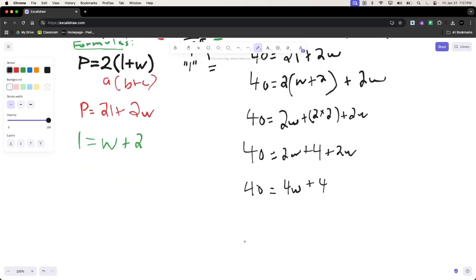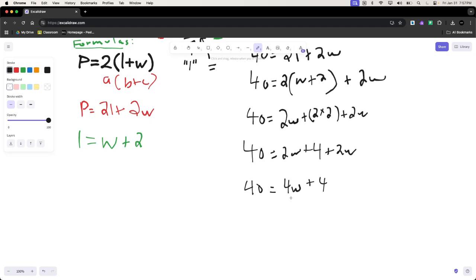Then I'm going to try to isolate W so we can find the value of W, which is width. So 40 equals 4W plus 4. First of all, I'm going to get rid of this 4. To get rid of it, you do the inverse or opposite operation. That's minus, which cancels it out over here. But when we do this, we have to do it over here too. So we would add minus 4 here.